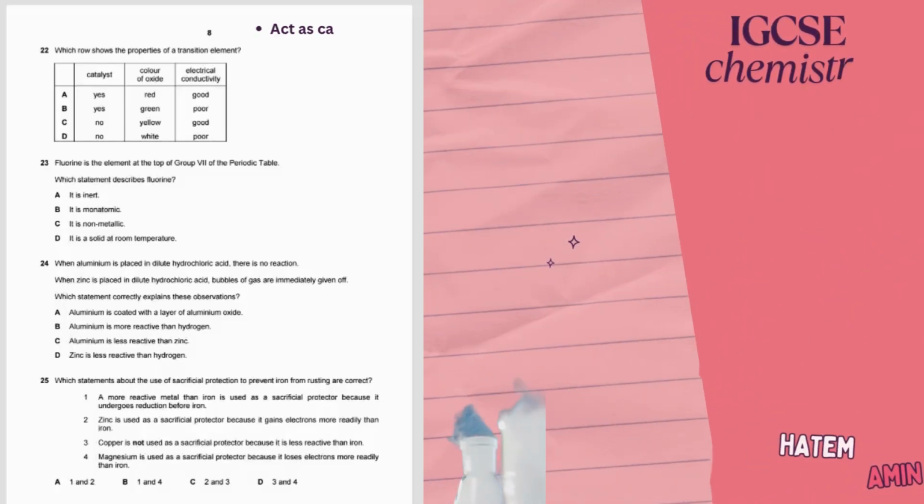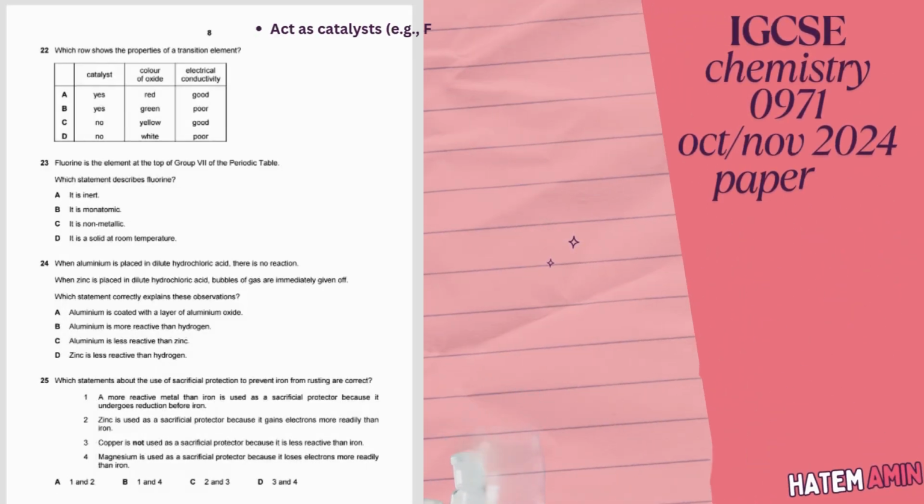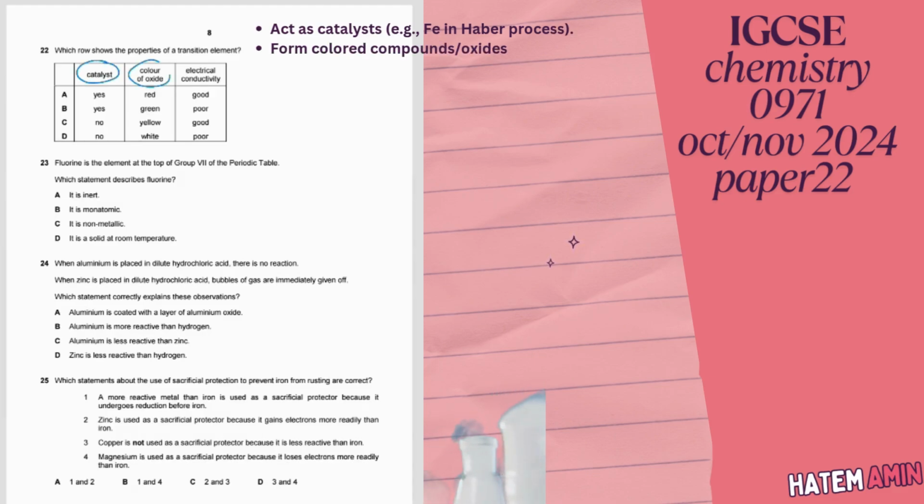The question is, which row shows the properties of transition element? The first option is talking about the catalyst. Second, talking about the color of oxides, electrical conductivity. As we know, the transition metals are used as a catalyst. So A and B are correct.